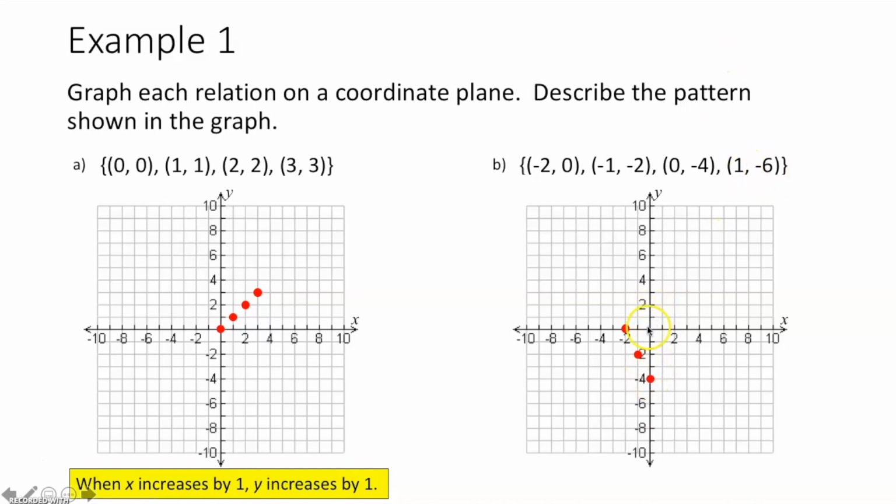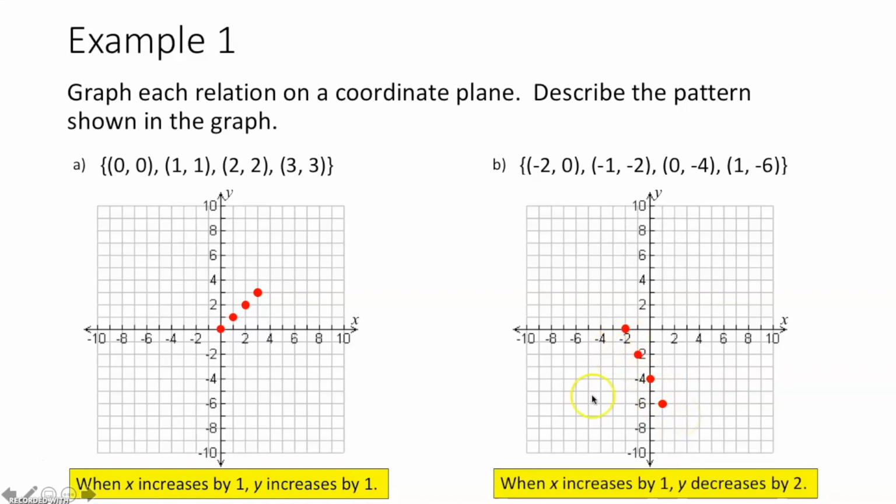1, -6 means we're going to go over 1 on our x-axis. And then our y-axis, we're going to go down 6. And we're going to put a point at 1, -6. Now the relationship between these points, you can see as x increases by 1, y decreases by 2. Increase by 1, decrease by 2.